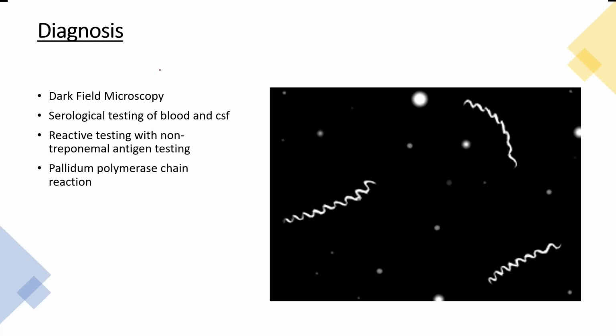So let's move on to the diagnosis. The gold standard in Fiji is through dark field microscopy. This is an example of a dark field microscopy. As you can see, it makes the visualization of the T. pallidum bacteria quite easy. Also, the international community uses serological testing of the blood and CSF, reactive testing with non-treponemal antigen, and Treponema pallidum polymerase chain reaction.